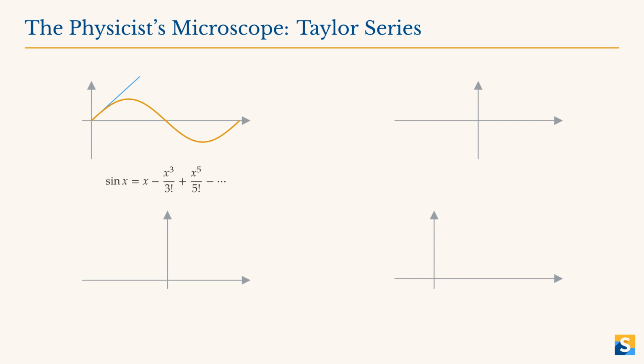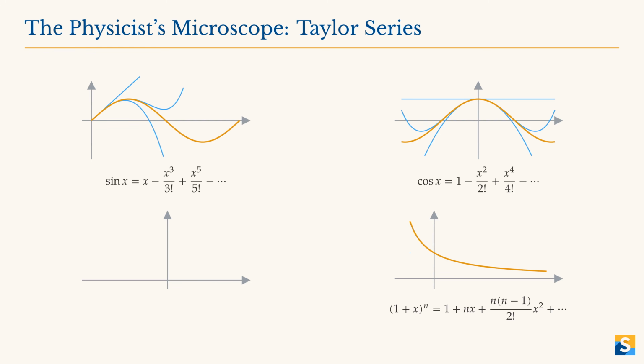Watch the terms work. One term is a straight line. Add the cubic and the polynomial hugs the curve. Add the 5th power and you can barely tell them apart. Cosine plays the same game: 1 minus x squared over 2 factorial plus x to the 4th over 4 factorial, and so on. And the binomial, 1 plus x to any power n, is 1 plus nx plus n times n minus 1 times x squared over 2 factorial, and so on. That innocent rule will unlock relativity in a few minutes.